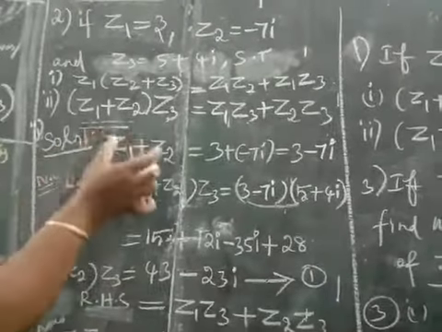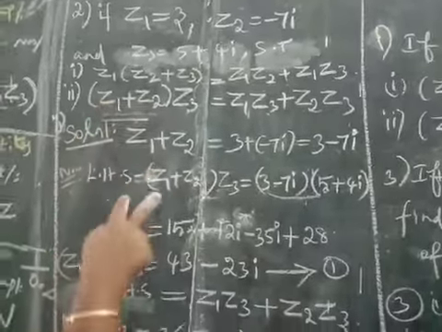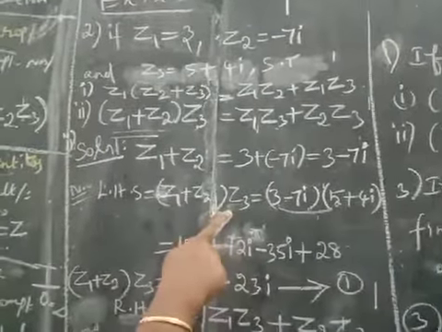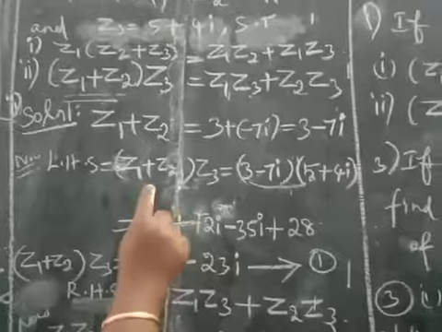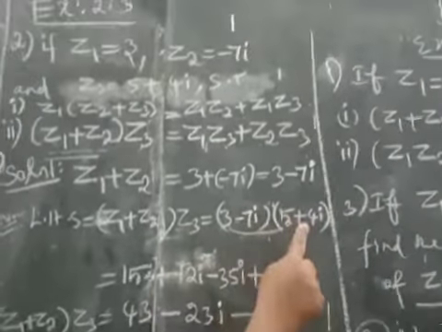Next, now we have found the bracket term. Next you find (z1 plus z2) into z3. Now you write z1 plus z2, 3 minus 7i, into z3, 5 plus 4i.